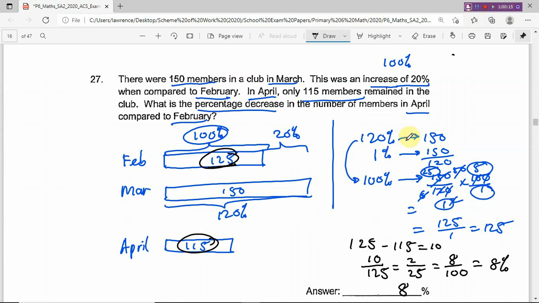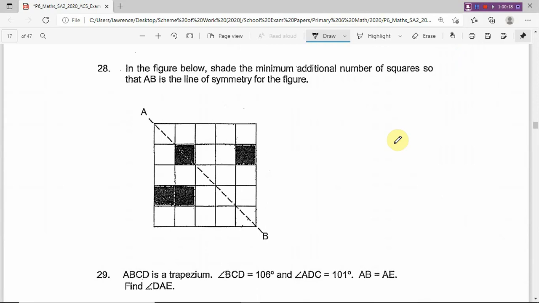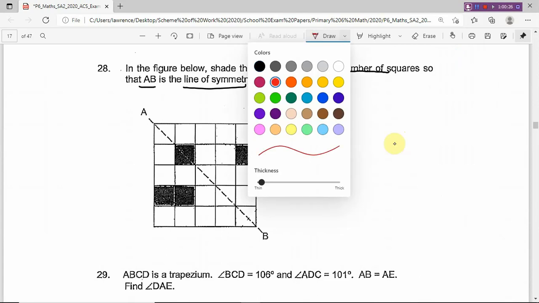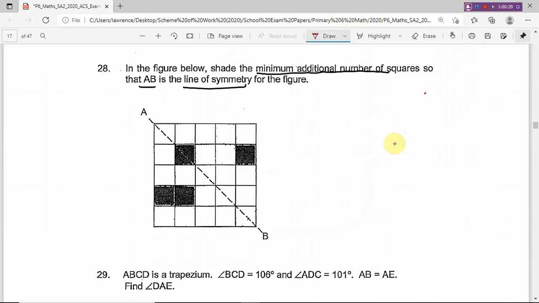Okay, let's move on to the next one. Question 28. What is the minimum number of squares that you must color so that AB is a line of symmetry? This is what you can do. Left and right must have the same shaded parts. Over here, left and right are the same. Over here on the left side, the other side doesn't have it, so you will have to color. Then this side, on the other side, also doesn't have it, so also have to color. And this square on the other side, you also don't have, so have to color. So you have to color 3 squares, and then you will have a symmetric figure.